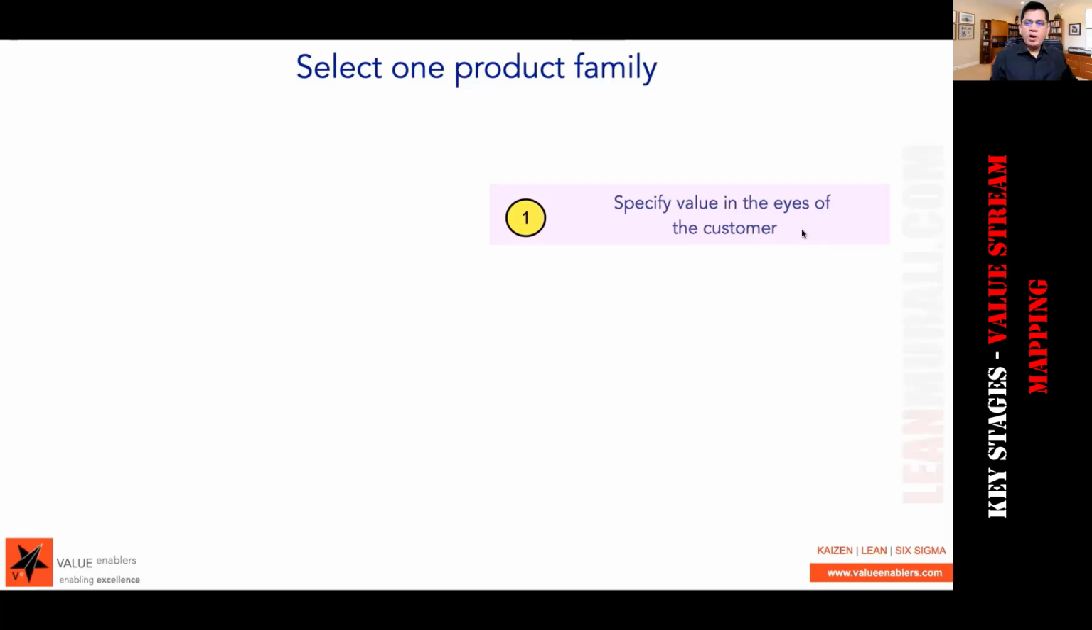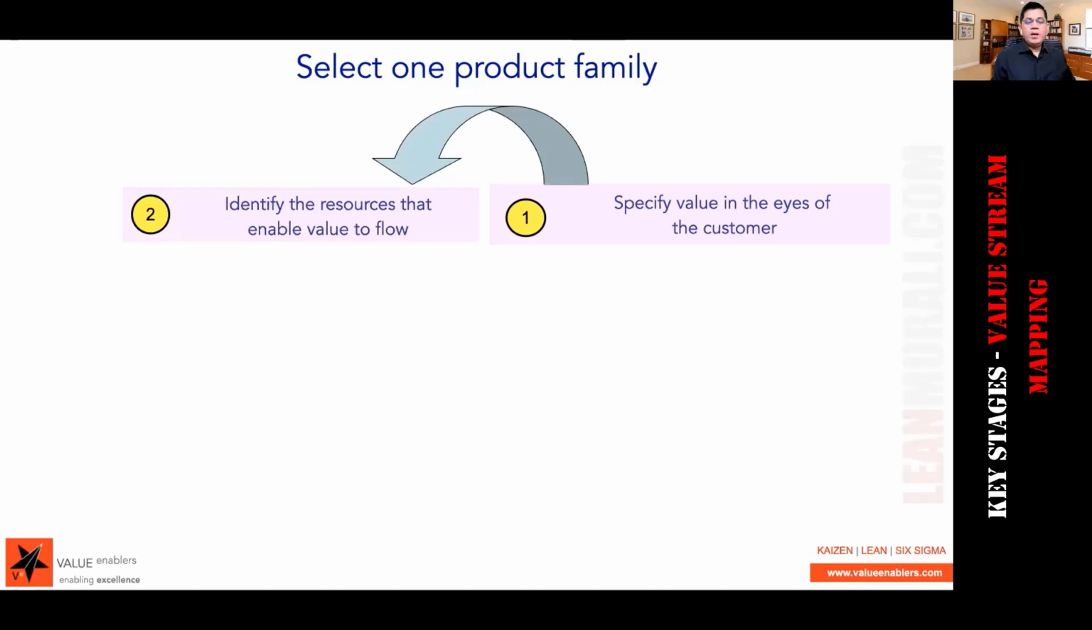When you select the product family, it is very important that we see value in the eyes of the customer. We've always said value must always be seen in the eyes of the customer. And then you have to identify the resources that will enable the value to flow. What are those resources? Please leave your thoughts in the comment box.